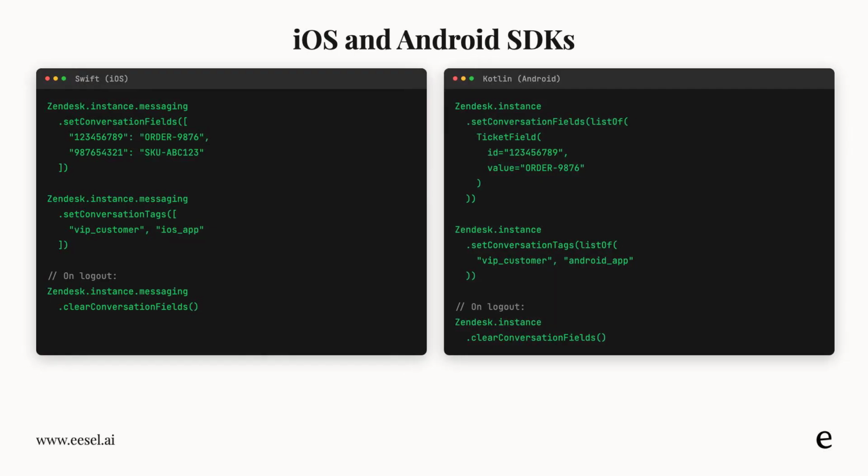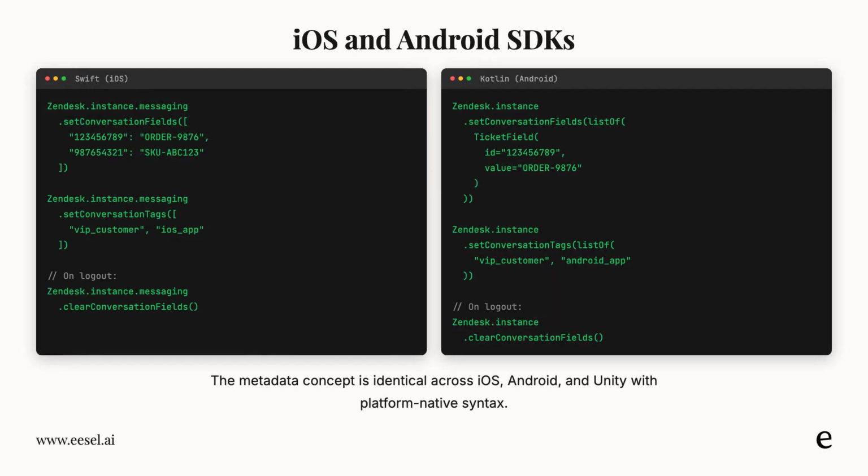Mobile apps use the exact same concept with platform-native syntax. On iOS, you call set conversation fields on the messaging instance with a dictionary of field IDs and values. On Android, the Kotlin SDK takes a list of ticket field objects. Both platforms include matching clear methods so you can reset everything cleanly on sign-out.